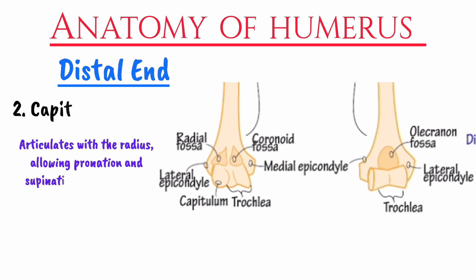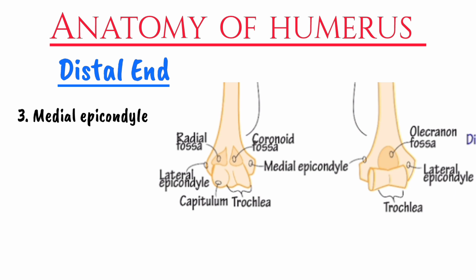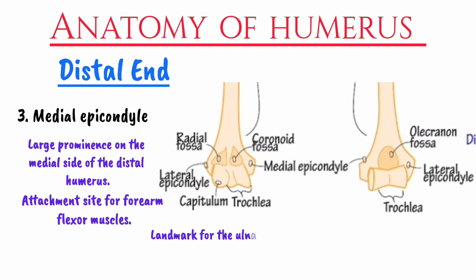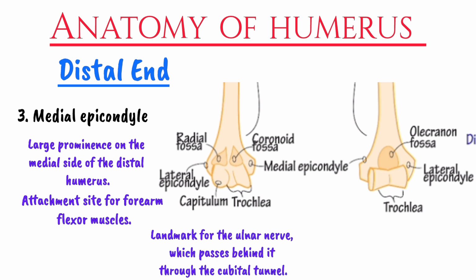Number 3, the medial epicondyle. The medial epicondyle is a large prominence on the medial side of the distal humerus. It serves as point of attachment for the forearm flexor muscles, and it is a landmark for the ulnar nerve, which passes behind it in the cubital tunnel. Trauma here can cause the funny bone sensation due to compression of the ulnar nerve.